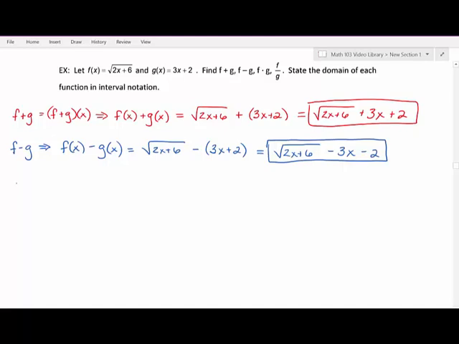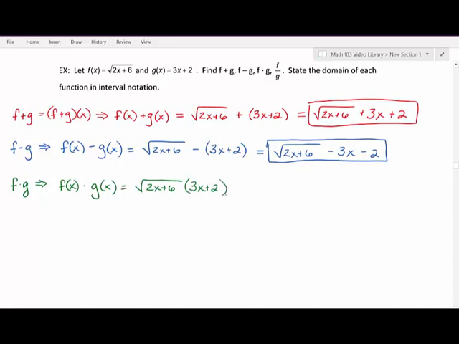Moving on to product. F times g. And actually the multiplication dot is optional too. You might see this just smashed together, fg, like this. Our product function, we take f of x and we multiply it with g of x. Well, that'll be the square root of 2x plus 6 times 3x plus 2.